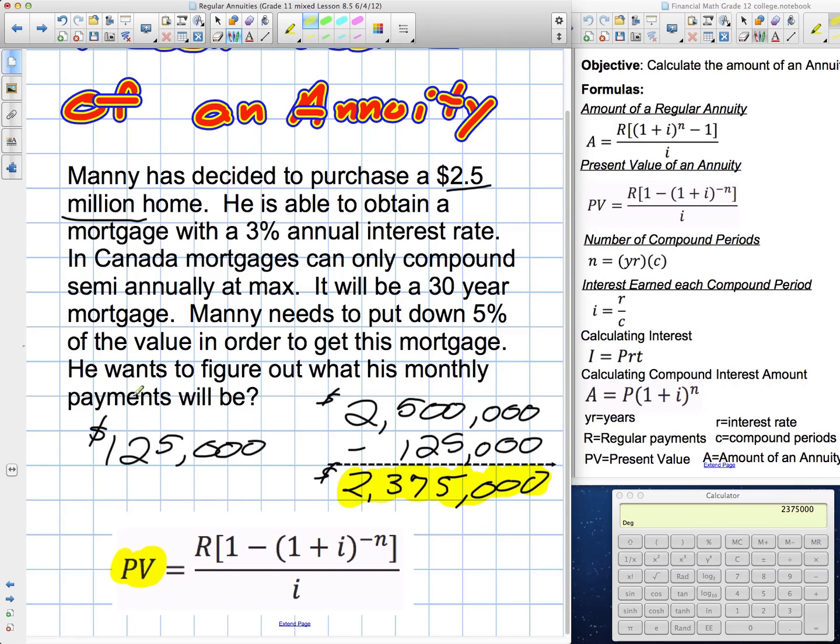Present value is $2,375,000. What is Manny trying to figure out? How much to put in to begin with. Well, you've already figured out how much to put in to begin with. He's trying to figure out his monthly payments. That's right. He wants to know what his monthly payments are going to be, and what that means is he's trying to solve for R in this question. R stands for the regular payments. His are going to be monthly, which most mortgages are. So he's got to figure out his regular payments here.